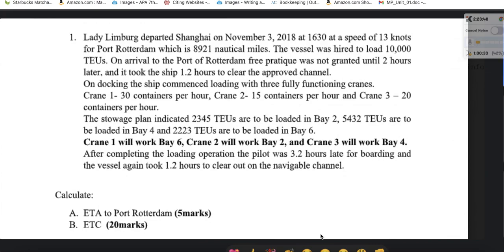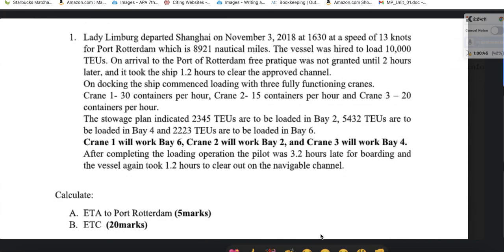So now, adding up all of these, 40 plus 12 is 52, and 6 plus 2 plus 1 is 9. So now, your ETA is December 2nd at 9:52.